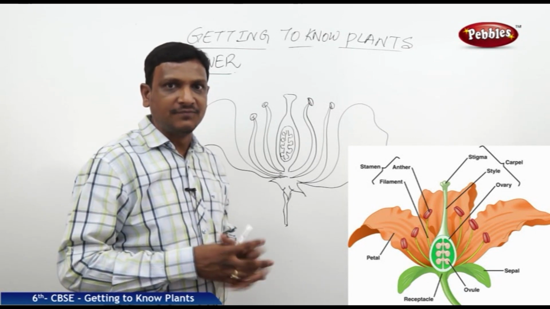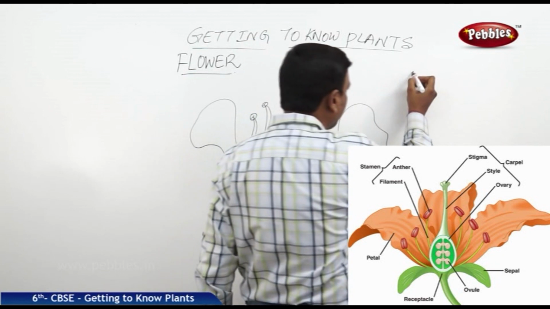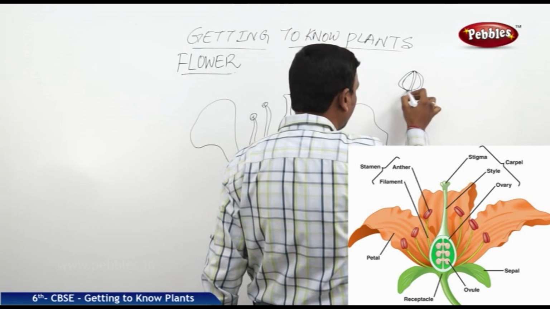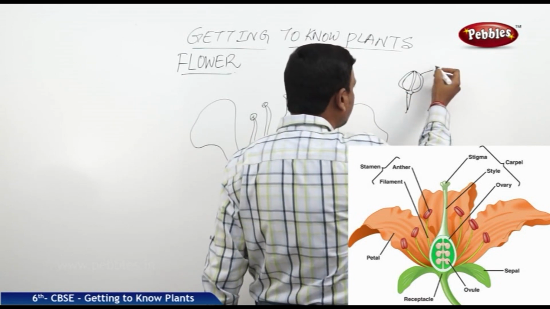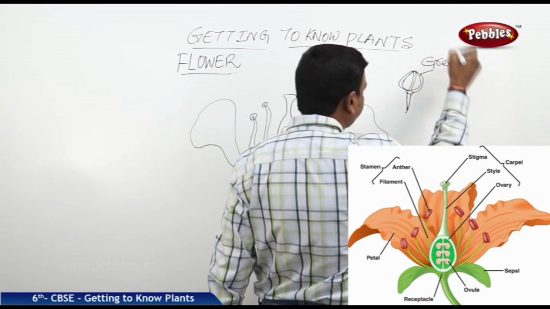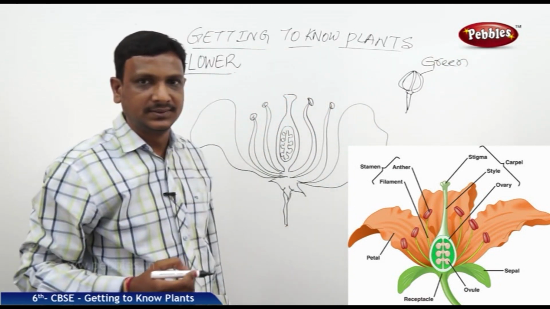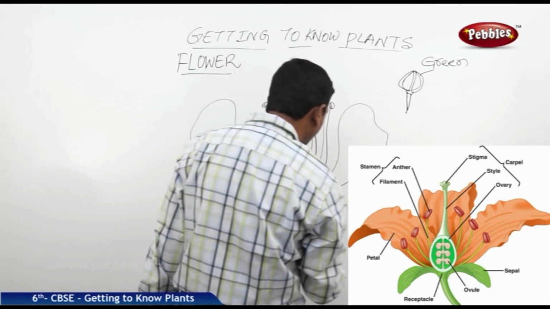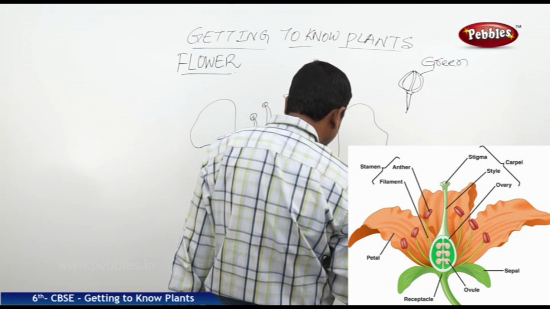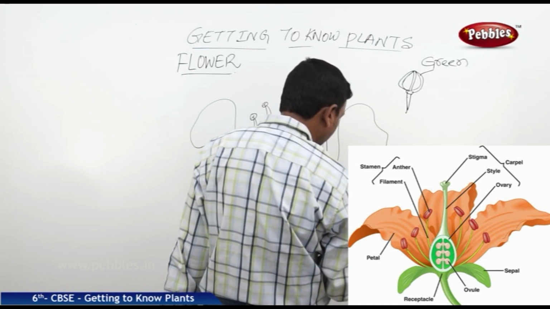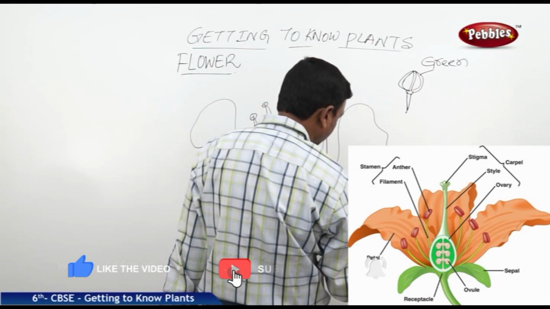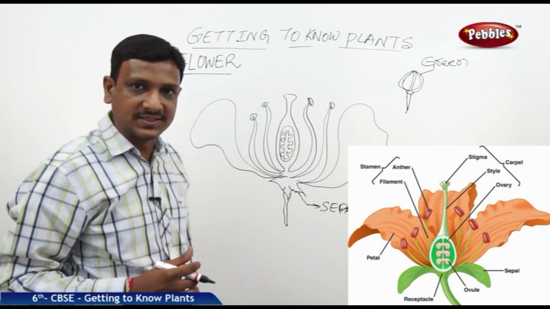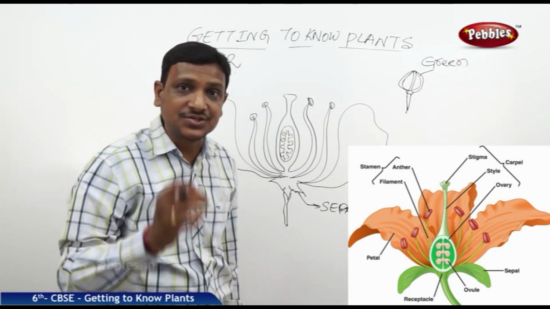So the flower, when it is in the form of a bud, you see, when the flower is like a bud, it is covered by some green color leaves. On the surface, some green color parts, which are called sepals. Sepals. So, sepals are the outermost layer or covering of a flower. Sepal. So the sepals, they are covering the colorful parts of the flower, which are the main attraction.